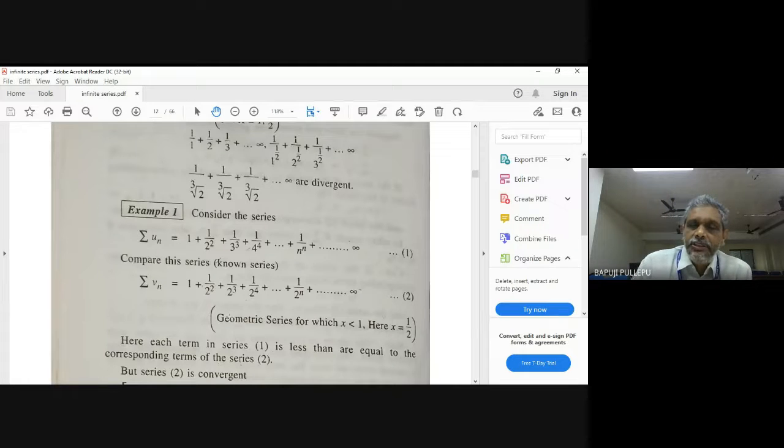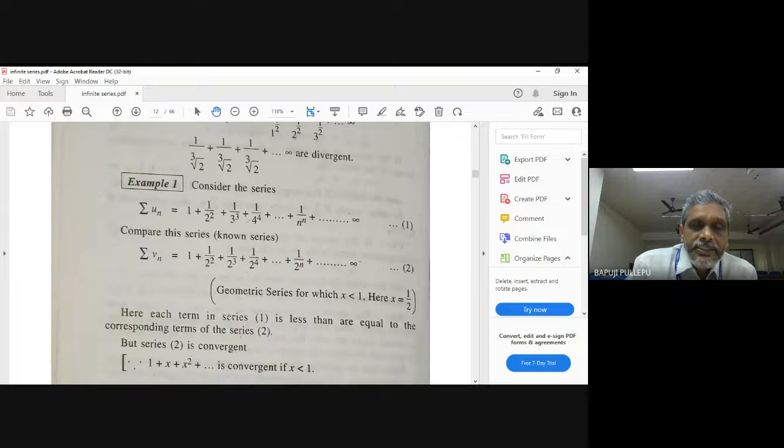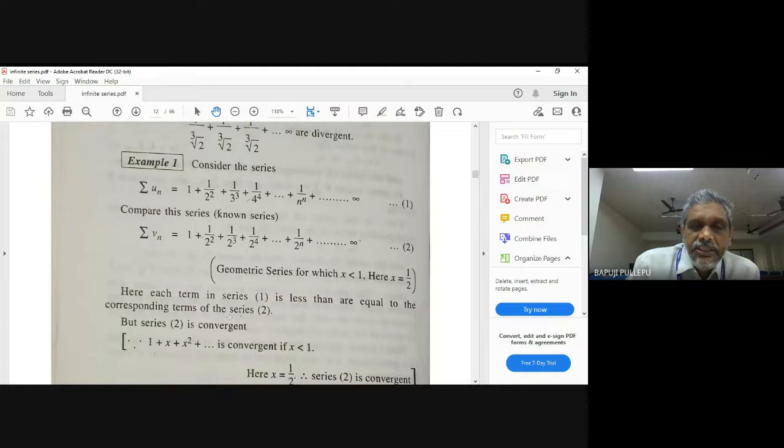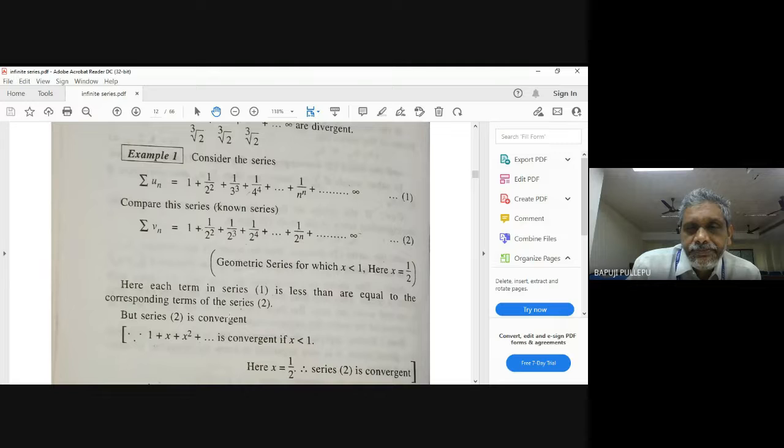Any doubt? But series 2 is convergent. This x is less than 1. A power x, a power x square, like this actually.